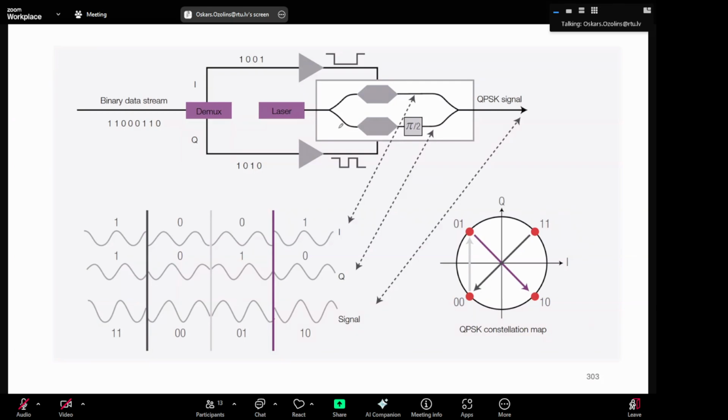So here are more components in a transmitter. It's not only this IQ modulator, but you also need to have electrical amplifiers, driver amplifiers, which provide this electrical signal here.